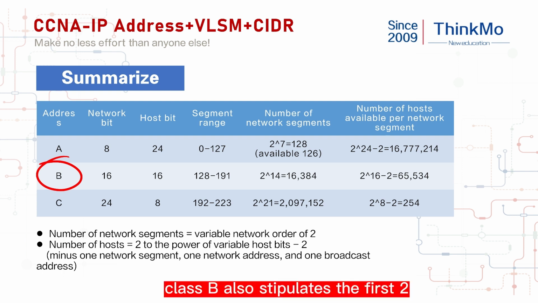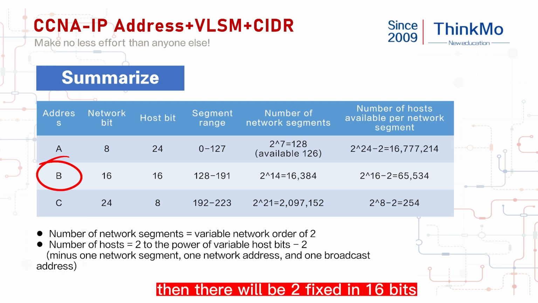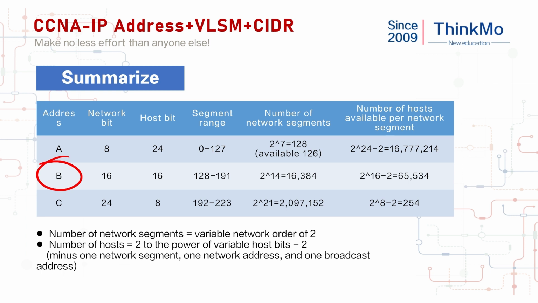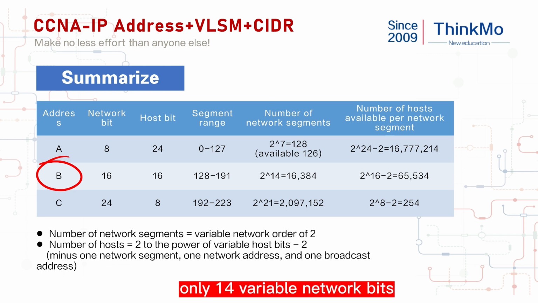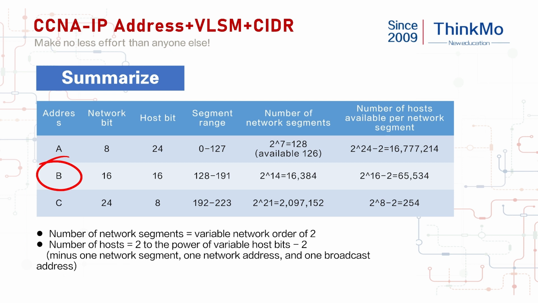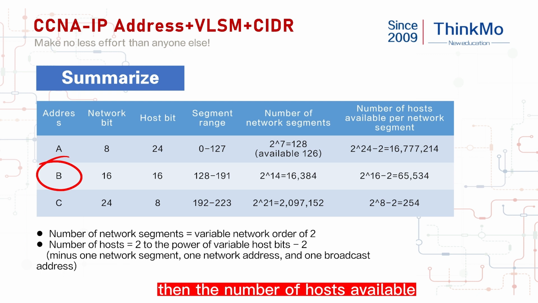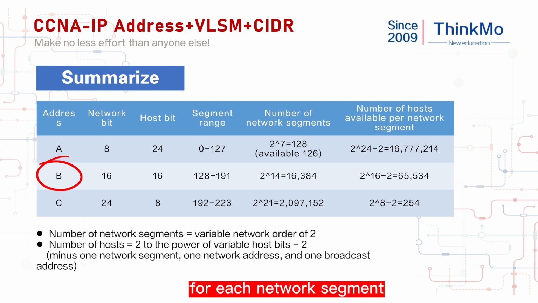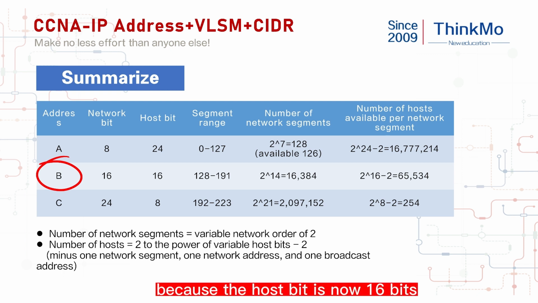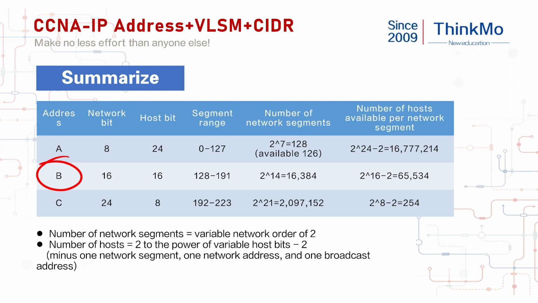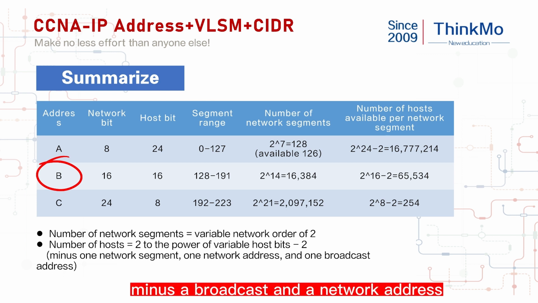Class B also stipulates that the first 2 bits are fixed in the 16 bits. Actually, only 14 network bits are variable. So the number of network segments is only 2 to the 14th power. Don't get confused here. Then the number of hosts available for each network segment is 2 to the 16th power, because the host bit is now 16 bits, minus 2. Minus a broadcast and a network address.